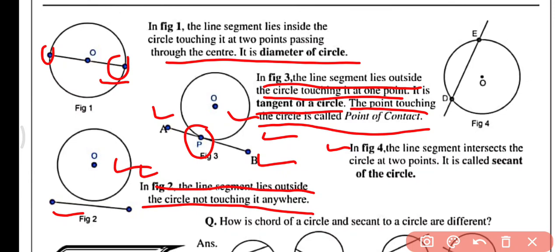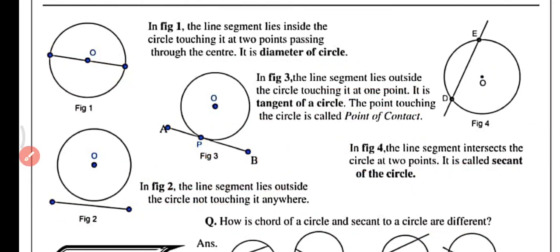So now in figure 4, you can see the line segment that intersects the circle at 2 points is called a secant of the circle. So here in the figure we have the line DE which intersects the circle at two different points D and E and can be produced infinitely in both directions. Then this line is known as a secant of the circle.